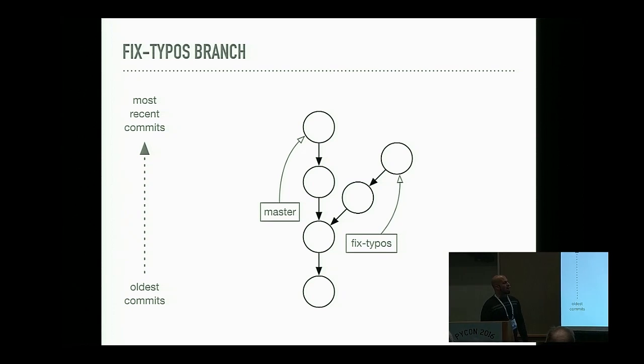You can also add more commits to that branch, and it's going to update whatever pointer you are currently attached to. So if you're on the fixed typos branch and you make a new commit, it's going to update the fixed typos label, the fixed typos pointer. It's not going to touch the master pointer. Is all of this making sense so far?